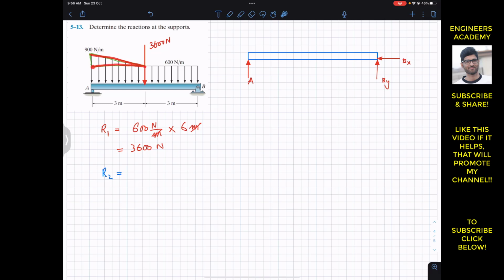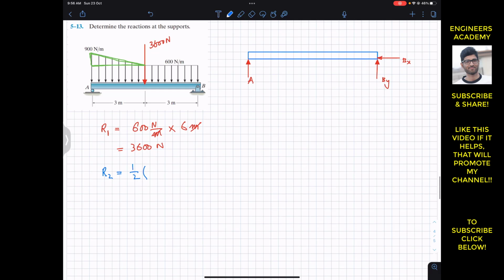So R2 is the resultant of this triangular load distribution, which is equal to half base. Now the base of this triangle is 3. So 3 into the height of this triangle. So the height of this triangle is 900 minus 600. So this is 300. So the height is 300. So this will be 300 into 3 is 900. 900 divided by 2 is 450 newton. So this is R2.